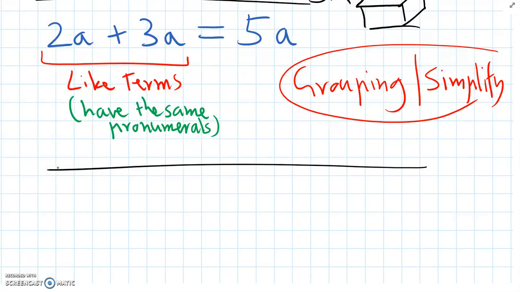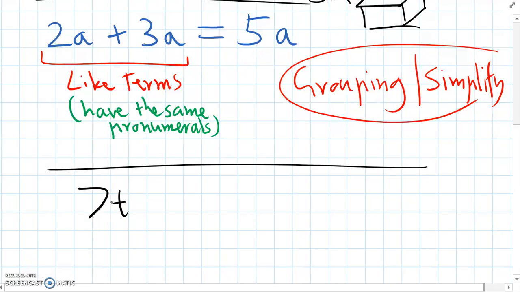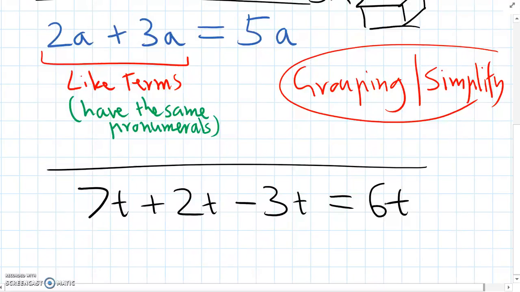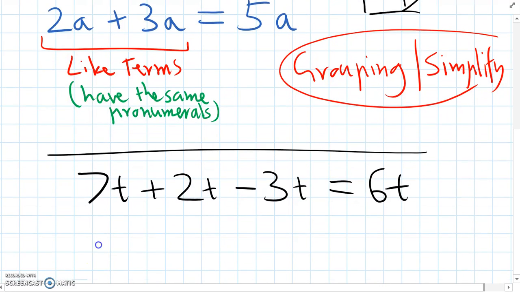So let's look at another example that we can simplify. If we have 7 times t, which could be the number of trees, plus 2 times t, take away 3 times t. Well, 7 lots of t plus 2 lots of t, that's 9 times the number of trees, take away 3 groups, that simplifies to 6 times the number of trees, so 6t.